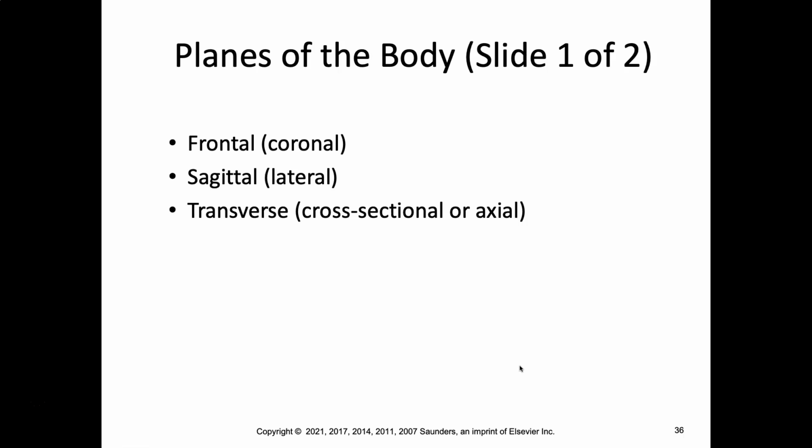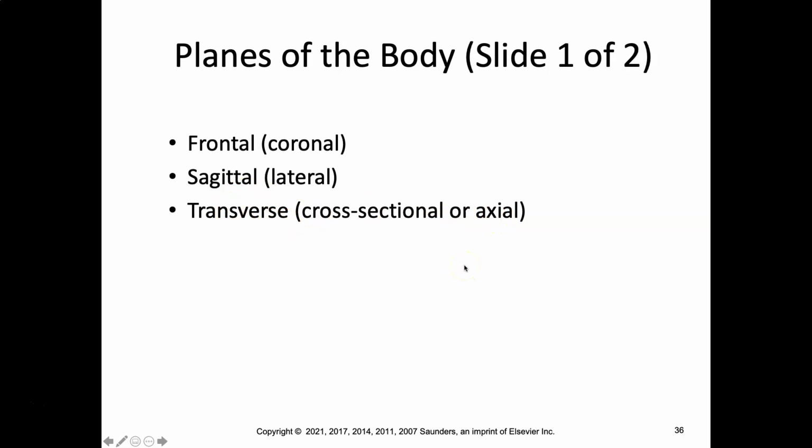I told you that there were multiple definitions or terms used for front versus back, and that sort of thing. And this is where we're going to start to see those when we talk about the planes of the body. There are 3 basic planes. There is frontal, which is known as coronal, sagittal, known as lateral, and transverse, which is cross-sectional or axial. So make sure that you know all of these terms. Make sure you know that coronal is frontal, and lateral is sagittal, and cross-sectional or axial is transverse.